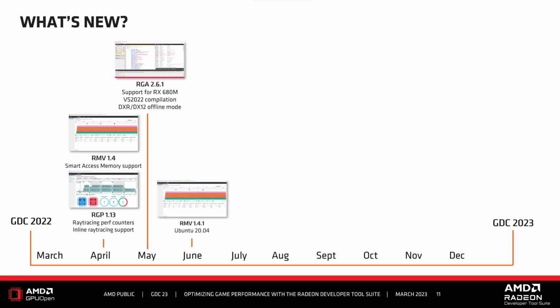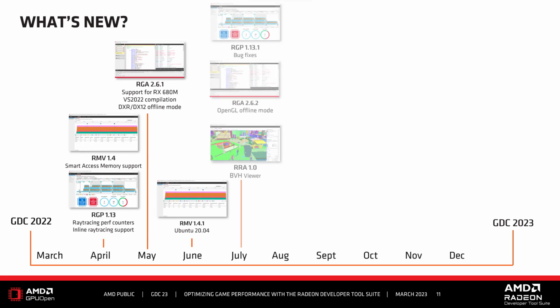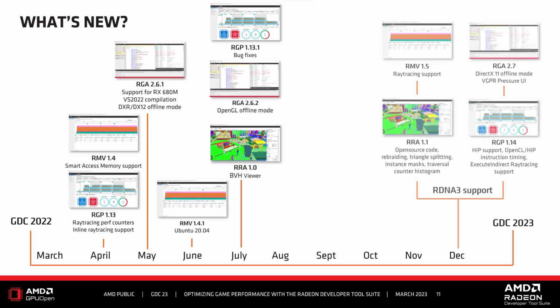RMV 1.4.1 for Linux was released in June, and in July, RGP and RGA had minor updates. But the big news was that we also released the first version of the Radeon Ray Tracing Analyzer. For the rest of the year, the team focused on support for RDNA 3, adding ray tracing support to RMV, adding new features to RRA and RGA, and support for the HIP API, as well as HIP and OpenCL instruction timing, and additional ray tracing support to RGP. Let's take a look in detail at some of these changes.